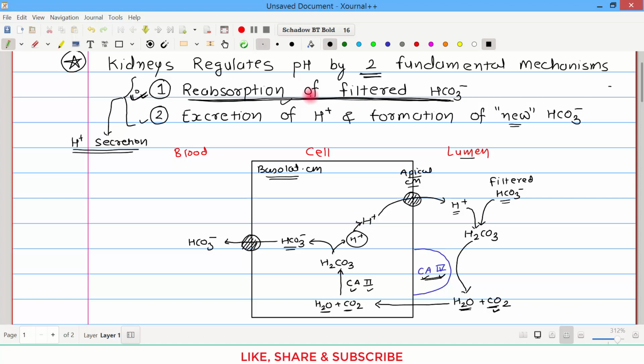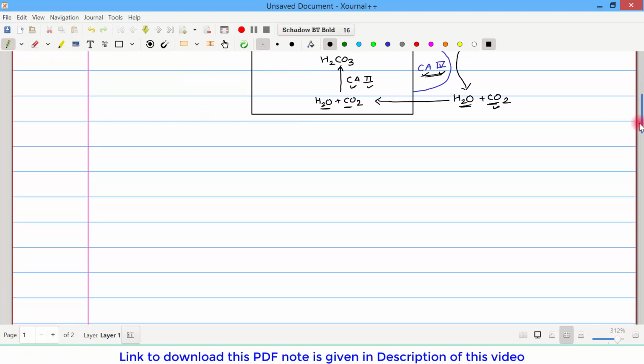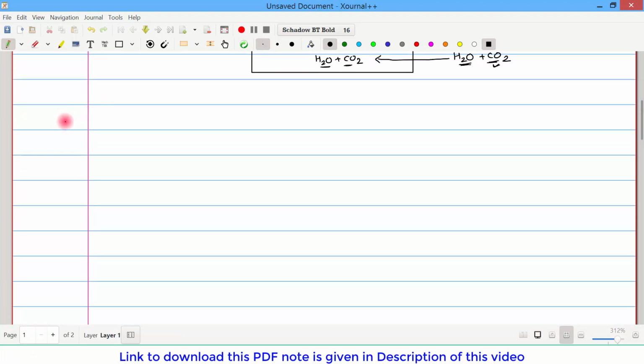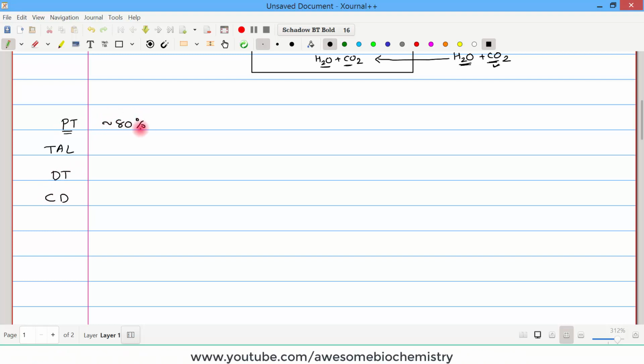Right? Now, along the different parts of the nephron, the capacity to reabsorb this filtered bicarbonate is also different. And here I want to highlight 4 different parts of our nephron. One is the proximal tubule, second is the thick ascending limb of loop of Henle, the third one is the distal tubule, and the fourth one is the collecting duct. In the proximal tubule, approximately 80% of all the filtered bicarbonate is getting reabsorbed.